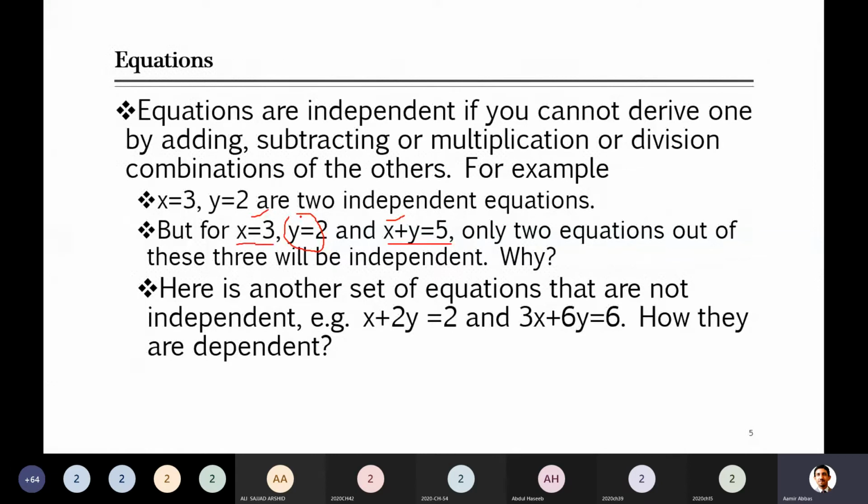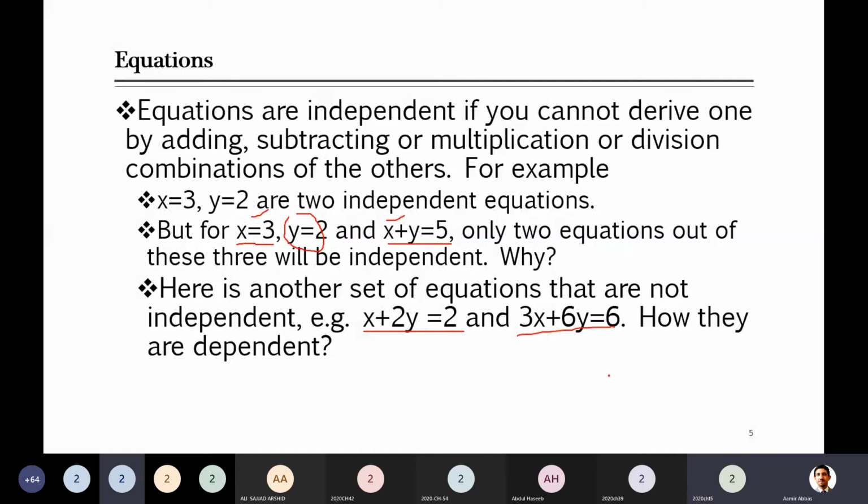Here is another set of equations, and they are also not independent. How? For example, you look at x plus y is equal to 2, and the other equation is 3x plus 6y is equal to 6. Can you tell me whether they are dependent or independent? Dependent, sir. How?